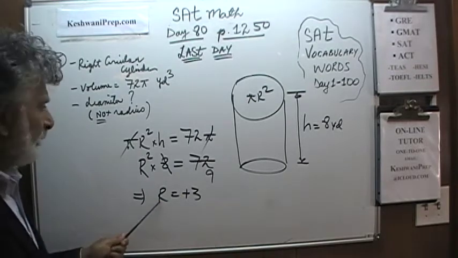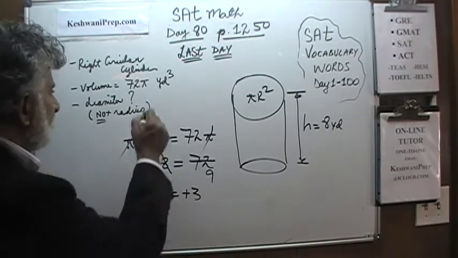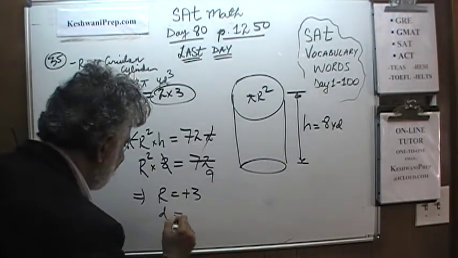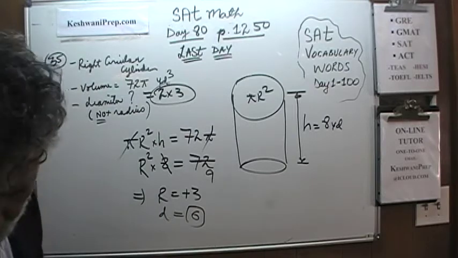This is what I mean by don't make a mistake. We're looking for the diameter. Diameter is simply going to be 2 times 3. The answer is 6. The diameter is 6. This is what you want to grid in. Let's do the next one.